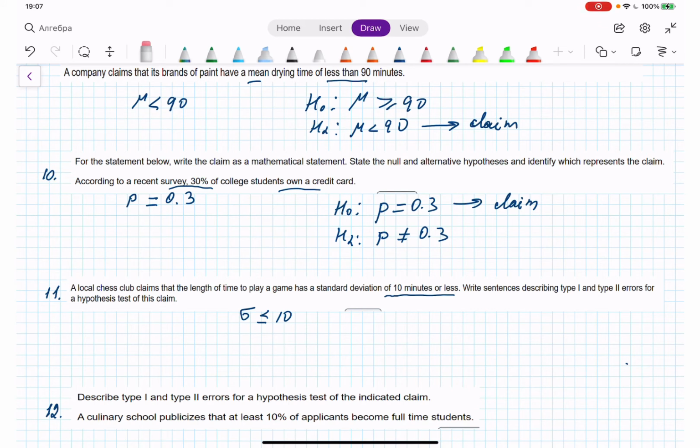So, type 1 error. We need to identify, right? The statement describing type 1 or type 2. Type 1 error occurs when the null hypothesis is rejected when it is true.